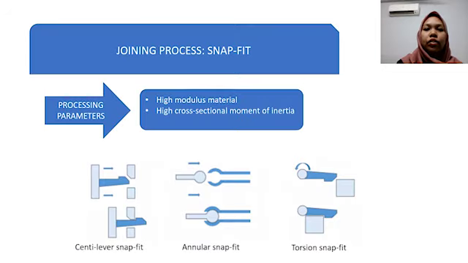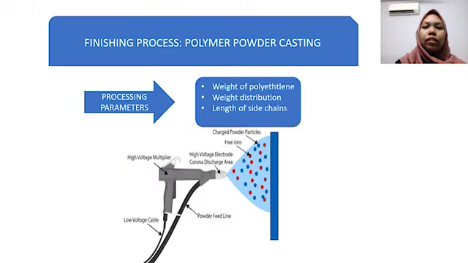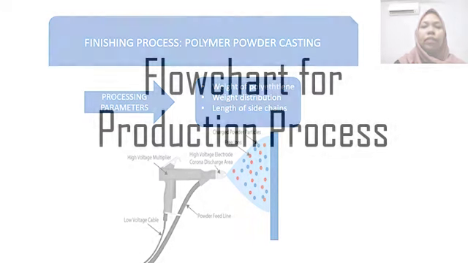Next is the joining process. The process that has been chosen is snap fit. The process parameters are height modulus and height cross-sectional. Lastly, the finishing process, which is polymer powder coating. The parameters are the weight of polyethylene, weight of distribution, and the length of side chain.